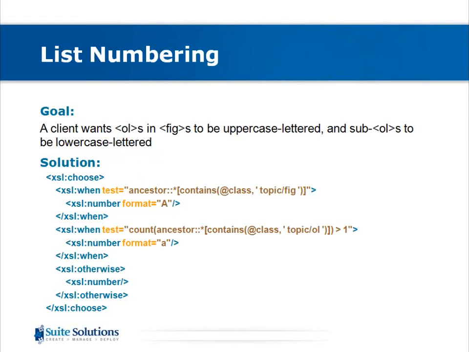The first example we'll look at has to do with list numbering. The goal that we have is that a client has a number of ordered lists, but they want most of their ordered lists to be numbered 1, 2, 3, 4. But if there's an ordered list in a figure, then rather than numbers, it should have capital letters, A, B, C, D. And if there's a sublist, specifically an ordered list within an ordered list, then the top level list should have 1, 2, 3, 4, but the sublist should be lettered, this time with lowercase letters, a, b, c, d. And we can achieve that.